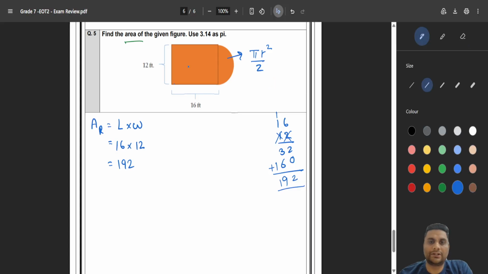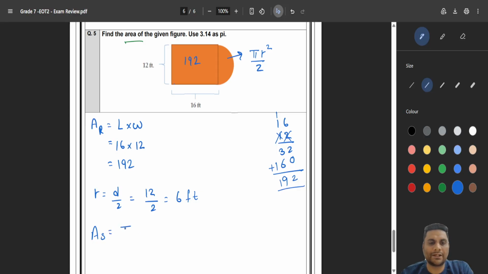So I understood that this area is 192. Now we have to find this one. For that we have to first find the radius. So radius will be equal to half of diameter. Diameter is how much? 12. So 12 divided by 2, that is 6. So 6 feet, right?